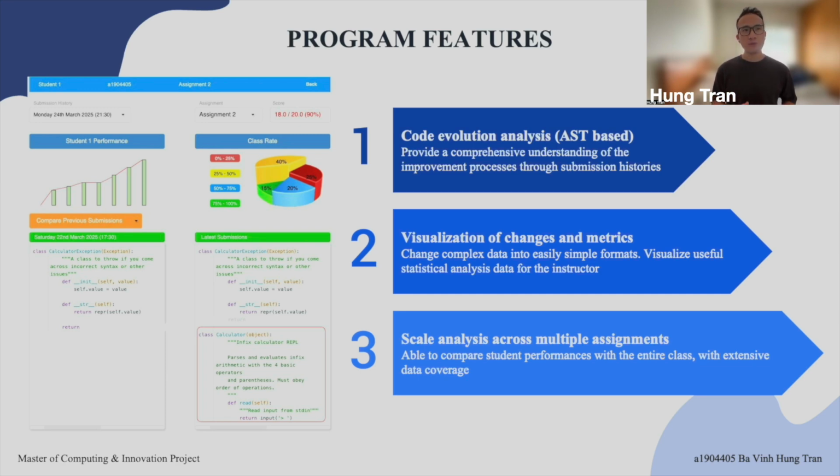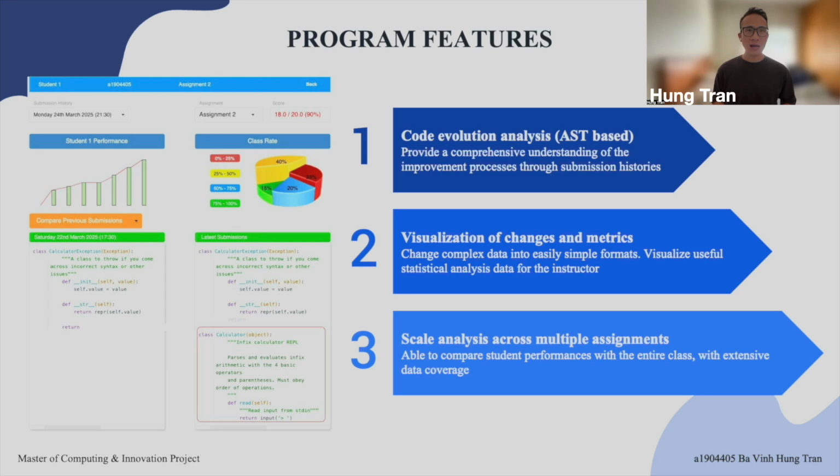There are three main features of the program that I would like to introduce. Firstly, this program transforms the way instructors evaluate student code, moving beyond simple pass-fail assessment to provide a comprehensive understanding of the development process. It uses code evolution analysis with abstract syntax trees to reveal the complex pathway of code modification.